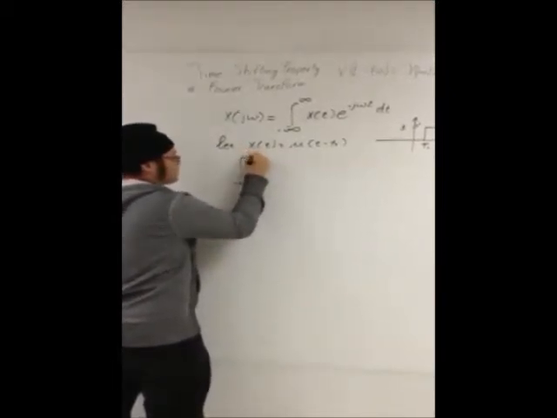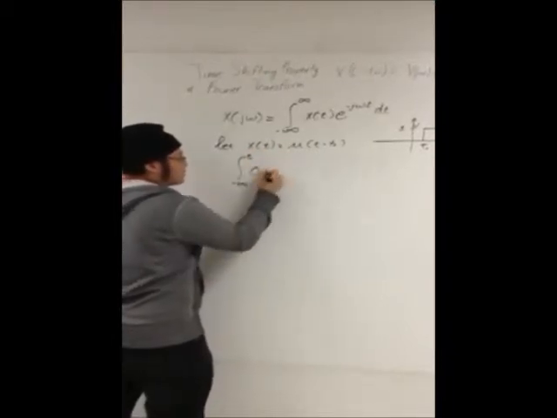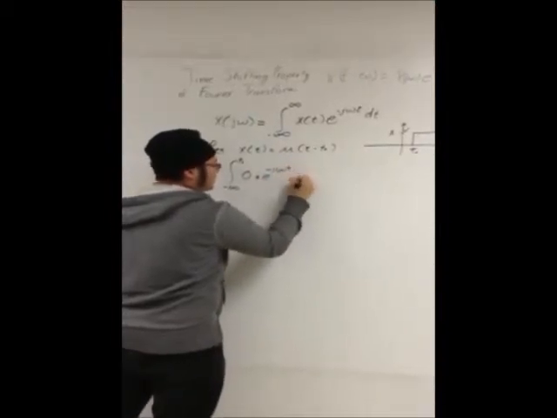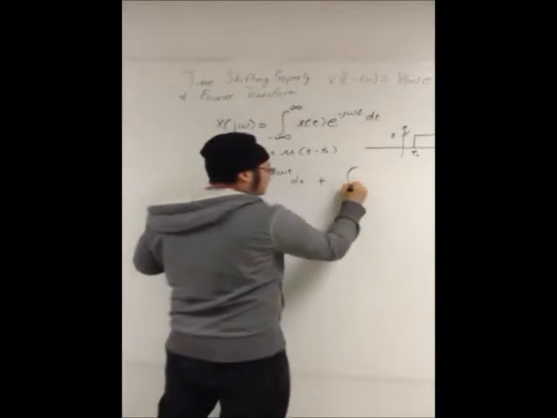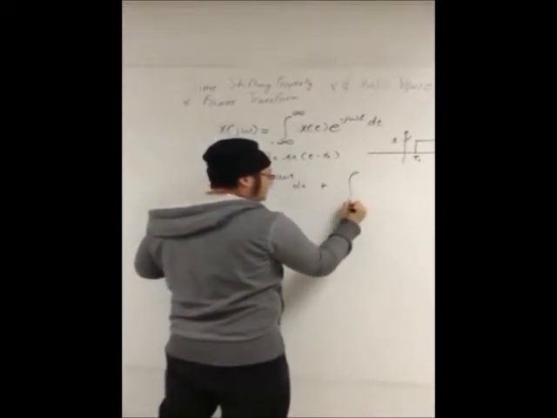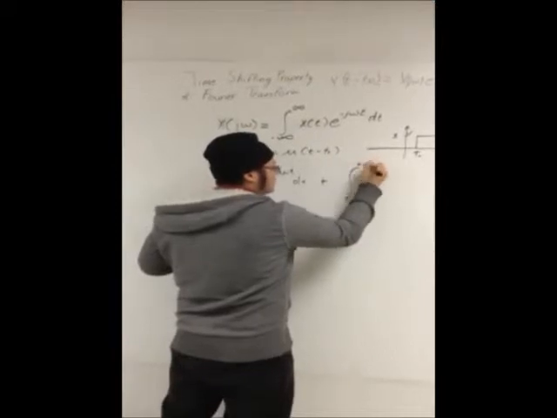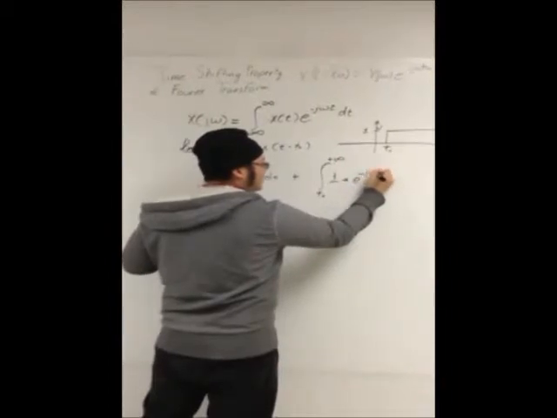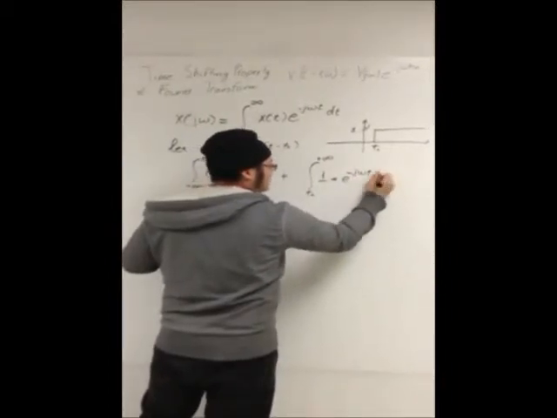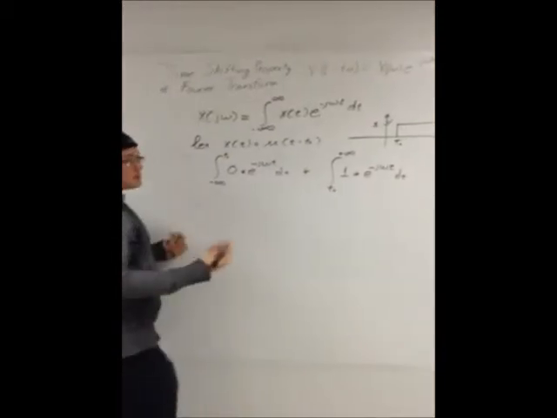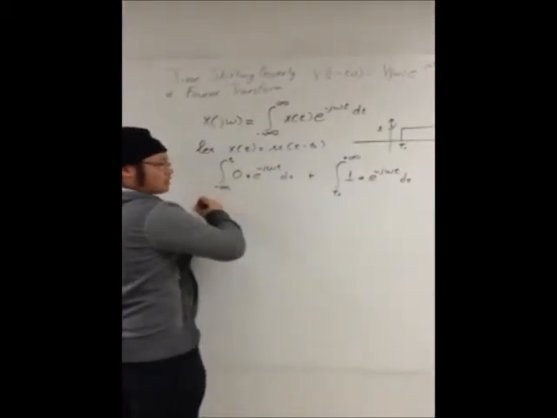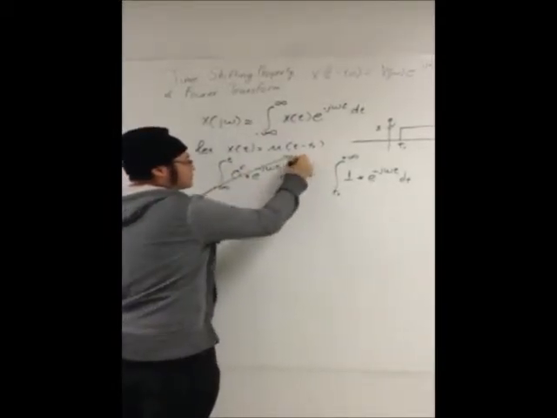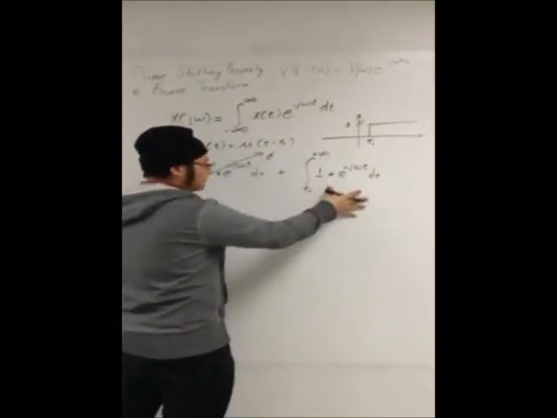From negative infinity to T0, we know the amplitude should be 0, times e to the negative j omega t dt, plus the integral from T0 to positive infinity, amplitude 1 times e to the negative j omega t dt. Like I said before, this side becomes 0 because the amplitude is 0 here, and we don't care about this one. We only care about this side.